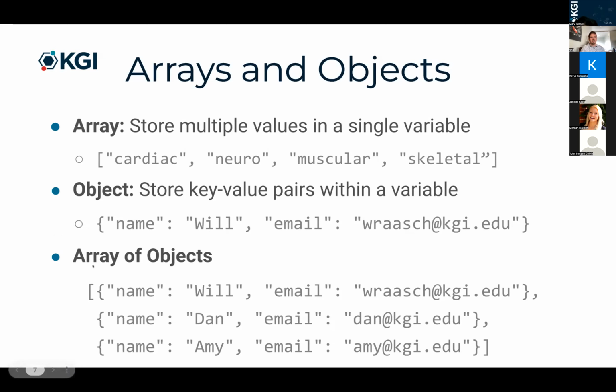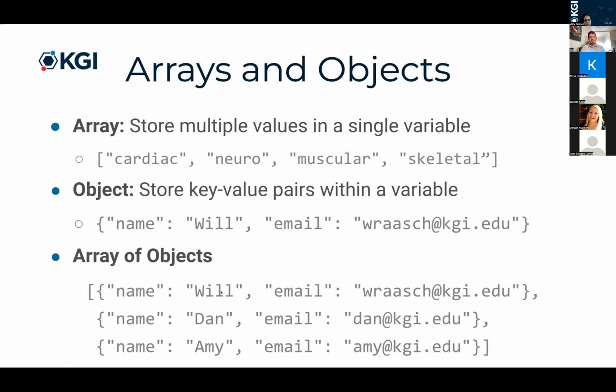Now, the best, most database-like usage of objects and arrays is to actually combine a bunch of objects into an array. So in this case, I have a bunch of these curly bracket dictionaries within a square bracket list. So you could see how this might turn into a table. So I've got row number 1 might be name Will, email wrosh@kgi.edu. Row number 2 might be dan@kgi.edu. Row number 3 might be amy@kgi.edu, and so on and so forth.